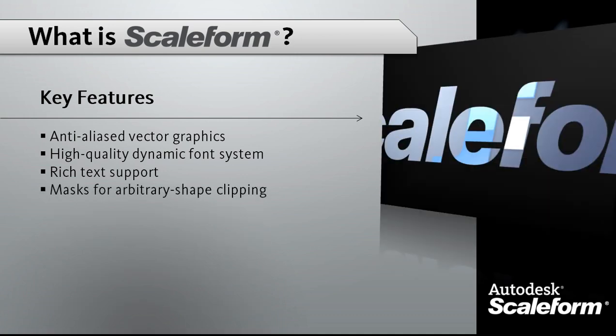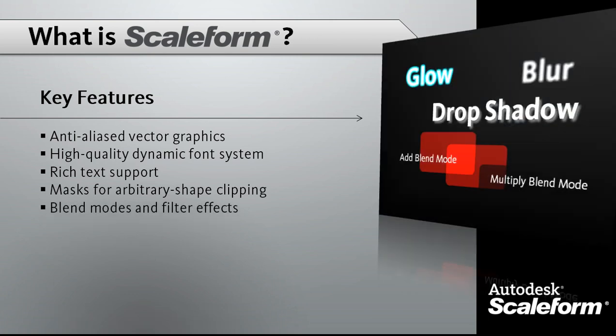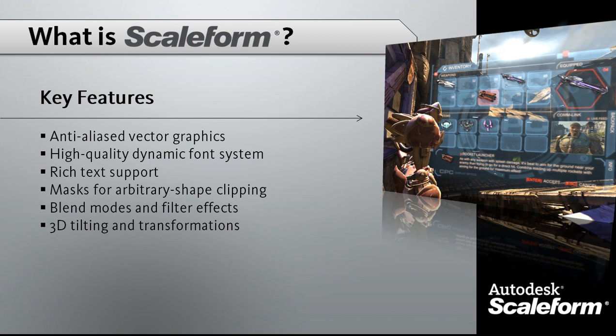Scaleform also provides masking support, allowing arbitrary shape clipping and shape animation. And it supports blend modes such as add, multiply, and screen, as well as filter effects like glow, drop shadow, and blur. Now, even though Flash is a 2D tool, Scaleform provides extensions for translating and rotating all your Flash content in 3D space. If you've seen Crysis 2 or Dead Space, you've seen great examples of what can be accomplished using 3D UI elements. And Crysis 2 in particular actually used Scaleform to do that.